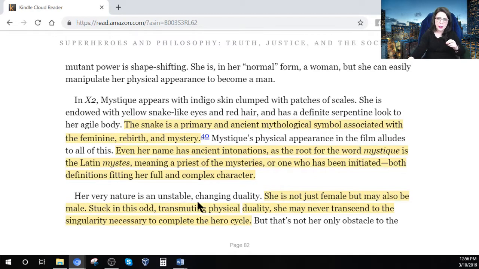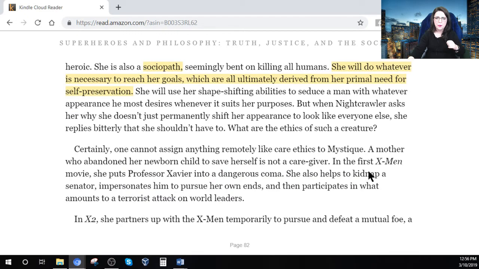Now, Housel says that Mystique's unstable nature and the fact that she can be a female or a male causes a transmuting of the physical duality, and that she can never transcend into the hero cycle. But she doesn't stop there, because she knows that people are going to be naysayers against that, and she says that Mystique is also a sociopath, that she wants to kill humans, and that she'll do whatever is necessary in order to reach her goals.